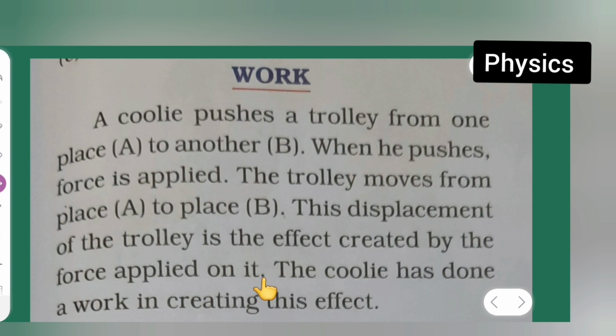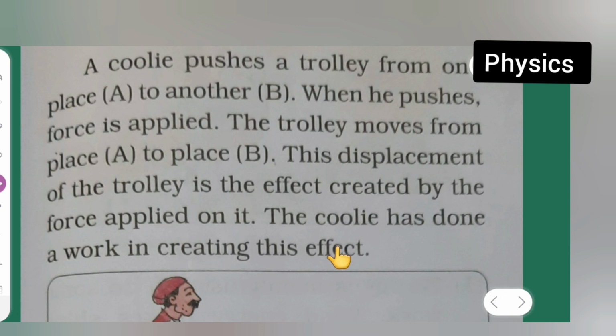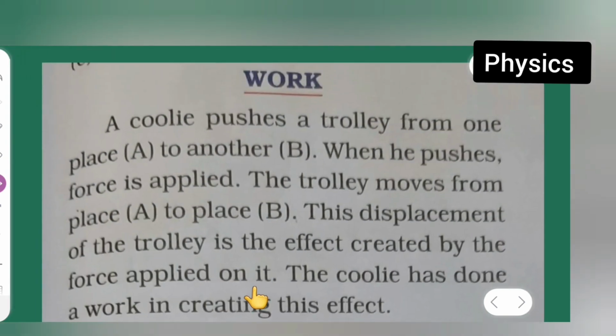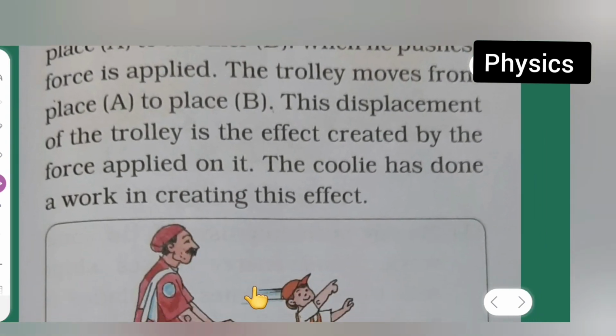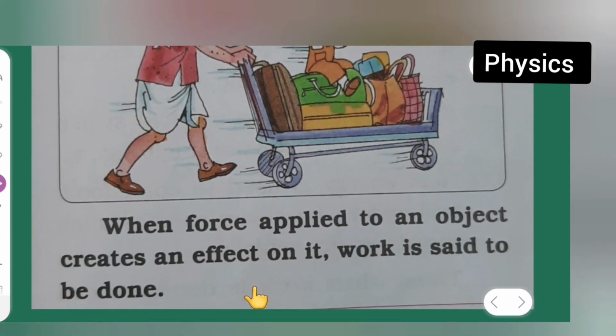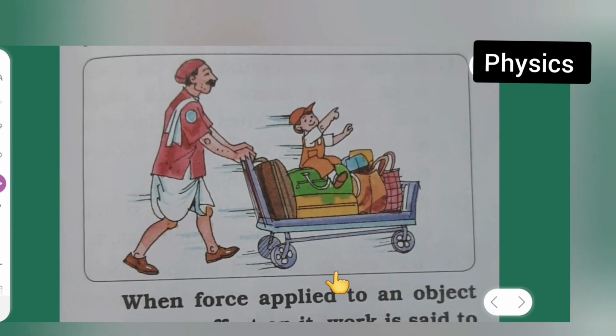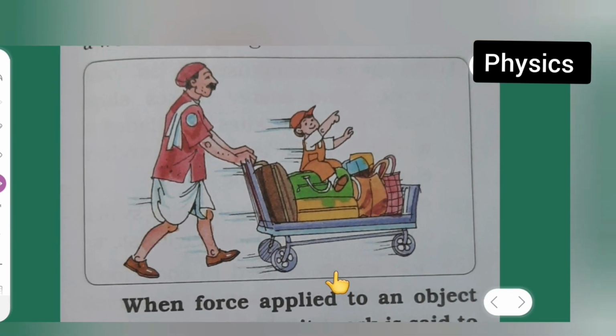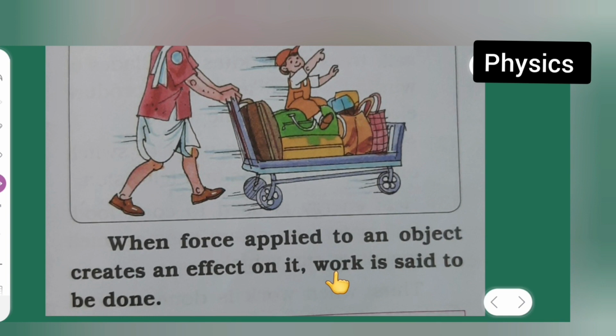The coolie has done work in creating this effect. So the coolie is doing the work of pushing the trolley. So when force applied to an object creates an effect on it, work is said to be done. Whenever he does this, you can see in the image clearly, and you can all take this down.